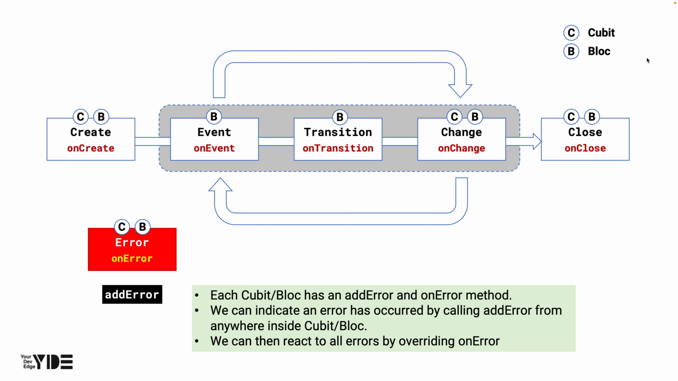Here, C is Qubit and B is Bloc, and you can see that create, change, and close occur in Qubit. In Bloc, event and transition occur in addition to Qubit's create, change, and close. So you can get additional information about the event that triggered the state change. In other words, in the case of Bloc, we can say that the cause that triggered the state change can be traced. In the case of Qubit, you can know the change in the state value in change, but you cannot know what triggered the state change.